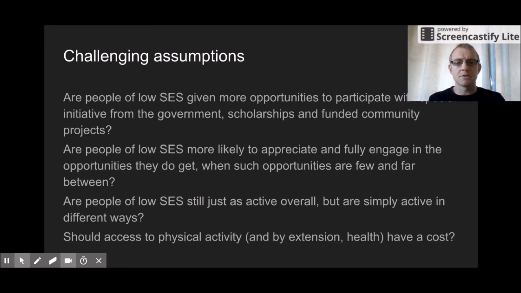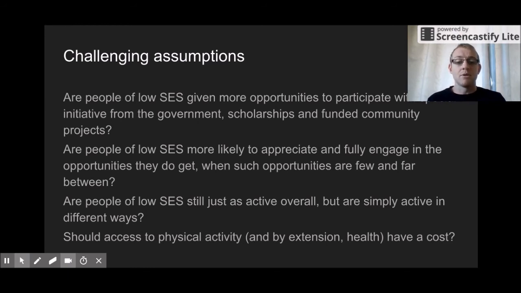Are people with low socioeconomic status more likely to appreciate and fully engage in the opportunities they get because their opportunities are fewer and farther between? So if someone can only afford to play one sport at high school, are they going to be fully engaged in that because that's their only opportunity? Versus someone who can play everything. They've signed up for every single team they can imagine because, hey, money's not a problem. But will they be fully engaged in all those opportunities and all those activities?